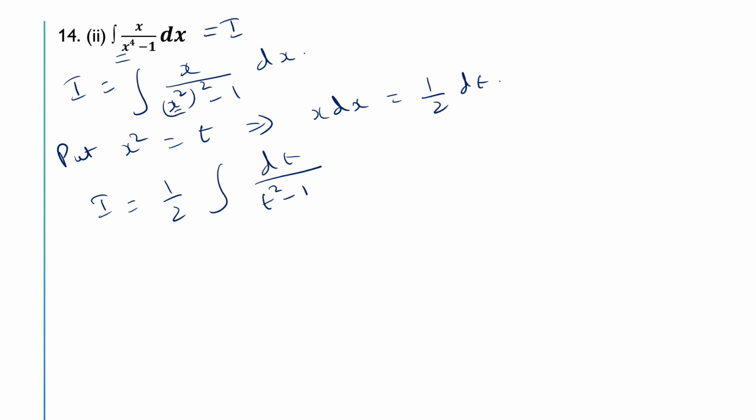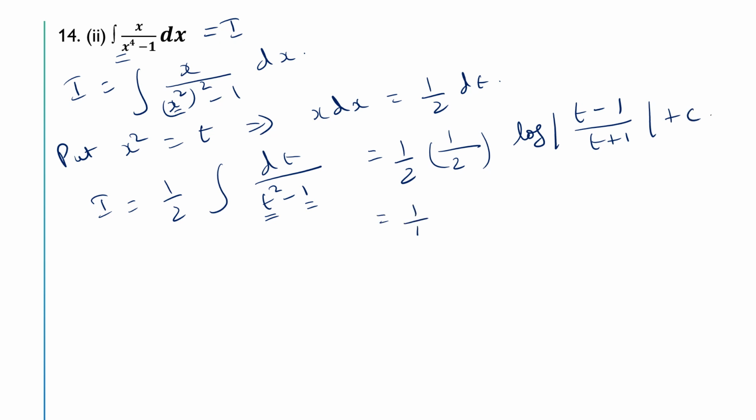Now we can use one of the two special integrals, which is dx upon x square minus a square. So in place of x we have t, and in place of a we have 1. So this is equal to half into 1 by 2a. Here a is 1, so it is 1 by 2 into 1 log mod t minus 1 upon t plus 1 plus c. So this is equal to 1 by 4. We have taken t as x square. We can substitute that. So it is log mod x square minus 1 upon x square plus 1 plus c.